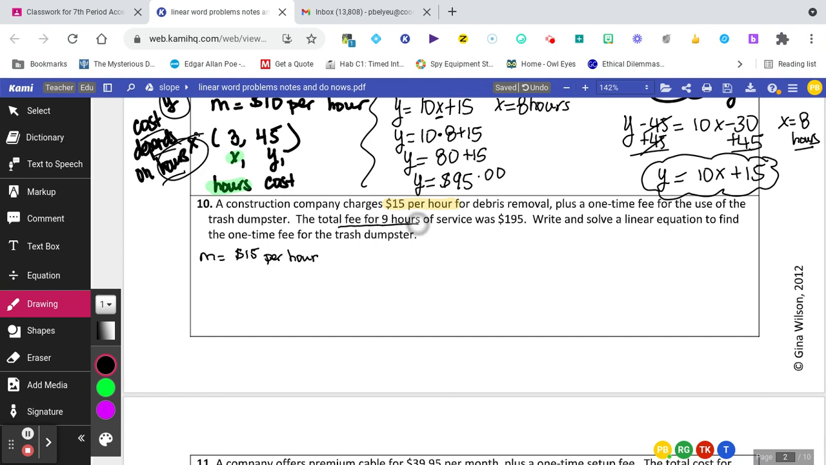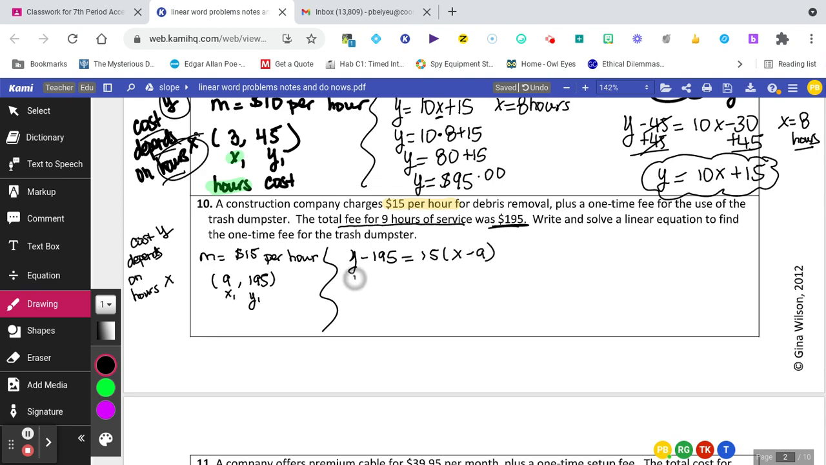It says the total fee for 9 hours of service was $195. Well, again, cost depends on hours. Cost is Y and hours is X. So when I set up that point, the ordered pair or coordinate, that 9 is my X sub 1, and 195 is my Y sub 1. So for my equation, I just plug in y minus 195, because we're using point-slope form, equals 15 times x minus 9, and I solve for y.